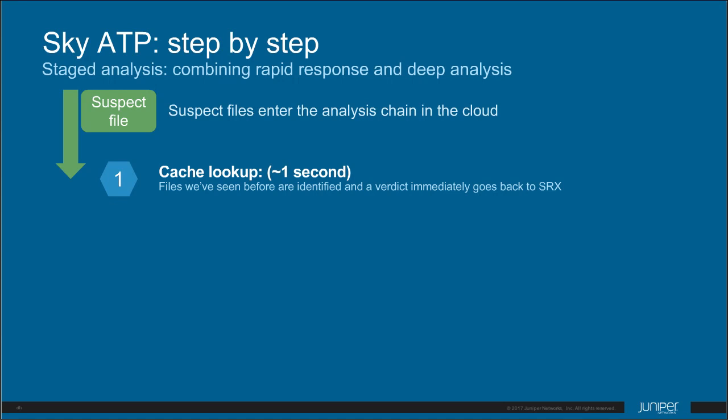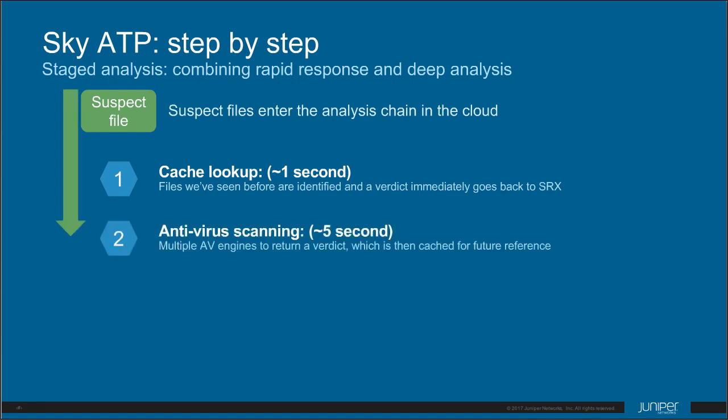But in case we don't know this threat, so we have not seen this file before, then we will go into the second step. And this second step is using antivirus scanning. In this step, we run multiple antivirus engines, and each of them will give us a verdict. From these verdicts, we will use machine learning to get a final verdict, which is going to be more accurate.